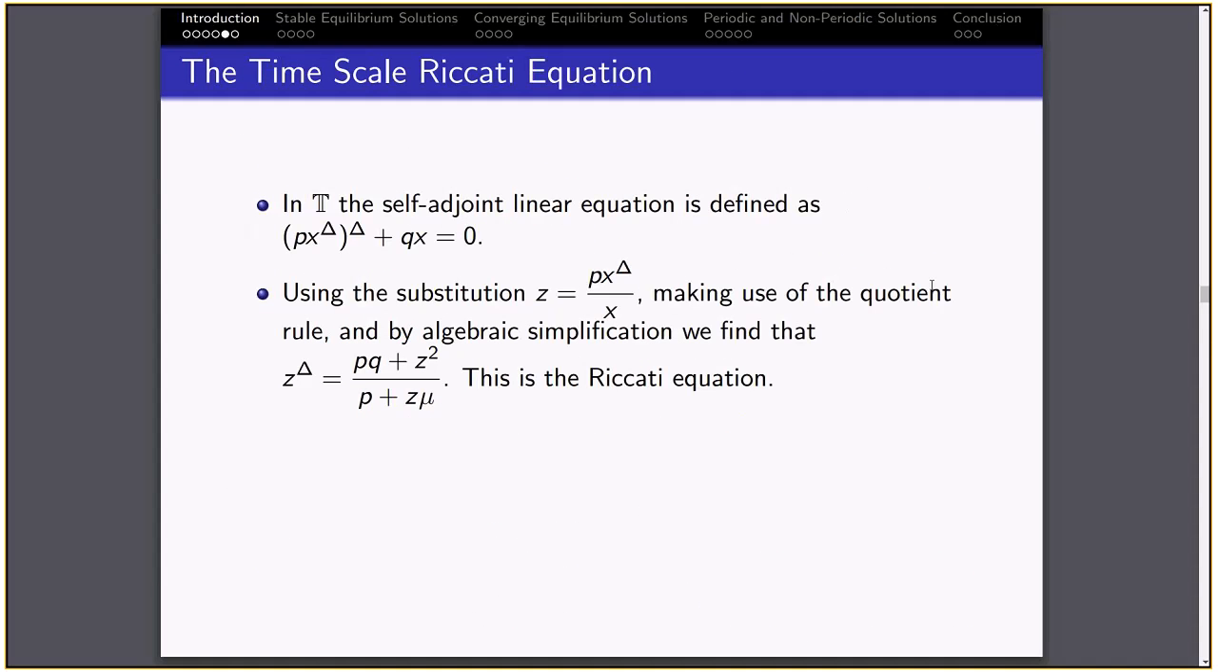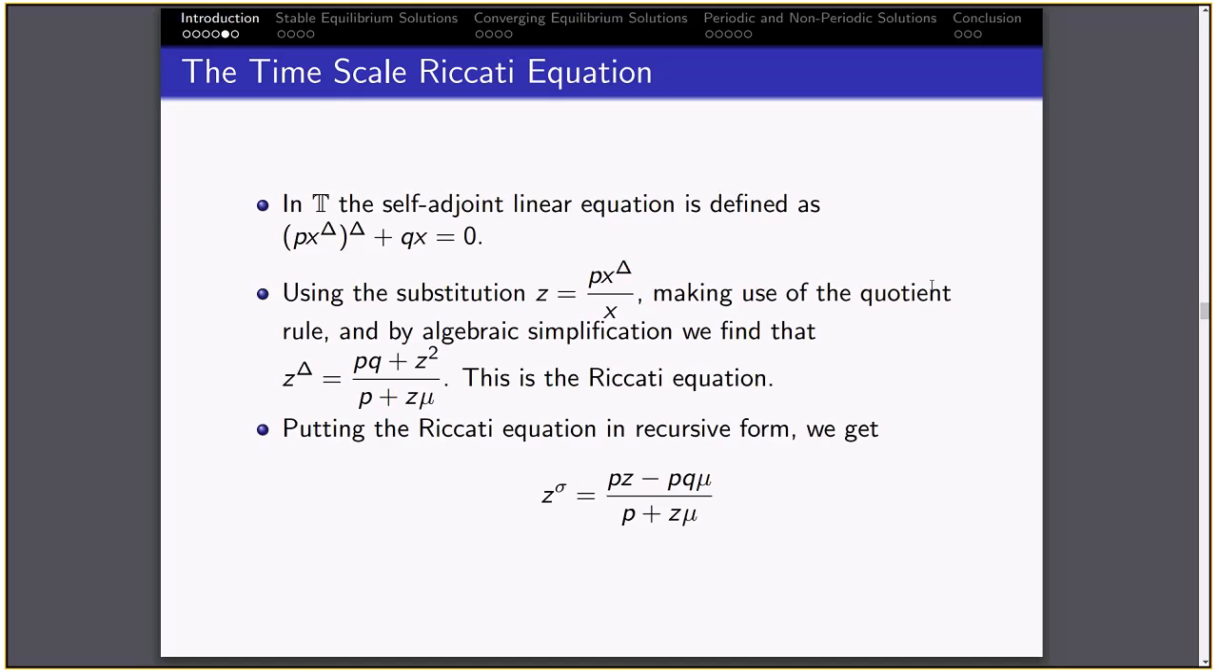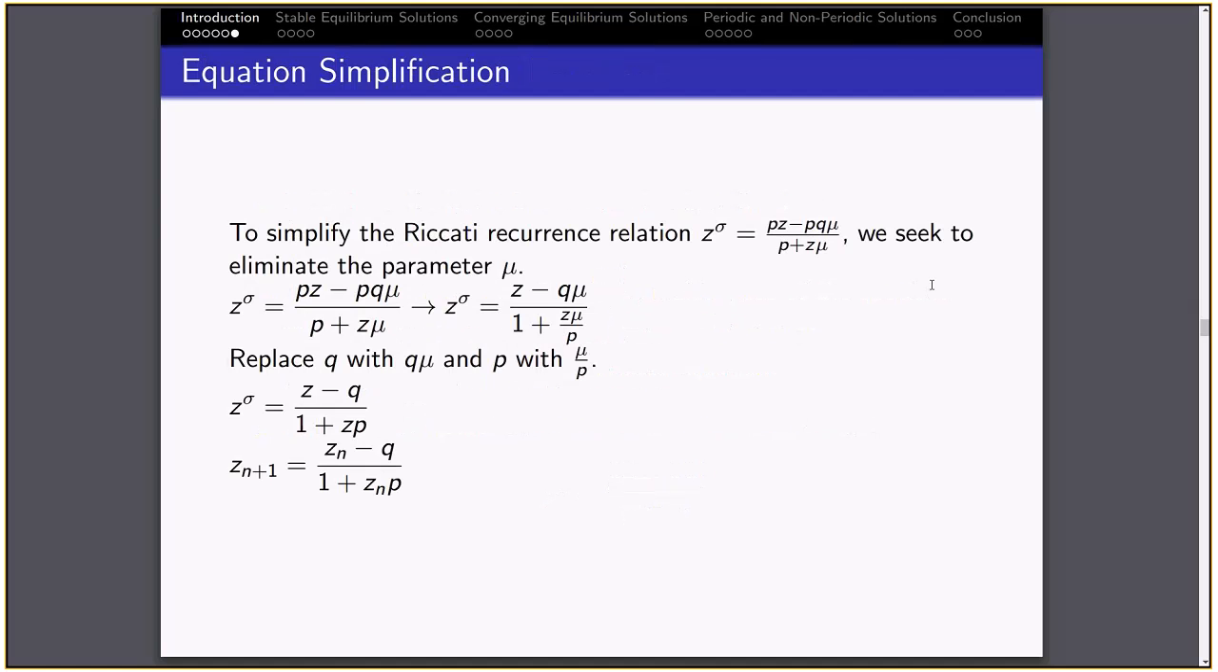Given that, we now are going to take that delta derivative of the self-adjoint linear equation, and we're going to do the same thing that we did in the beginning, where we take the z substitution, and then use the quotient rule and algebraic simplification to come up with the delta derivative of z. And this gives us our discrete Riccati equation. We can also put that in a recursive form with z^σ equal to (pz - pqμ) over (p + zμ) if we wanted to as well.